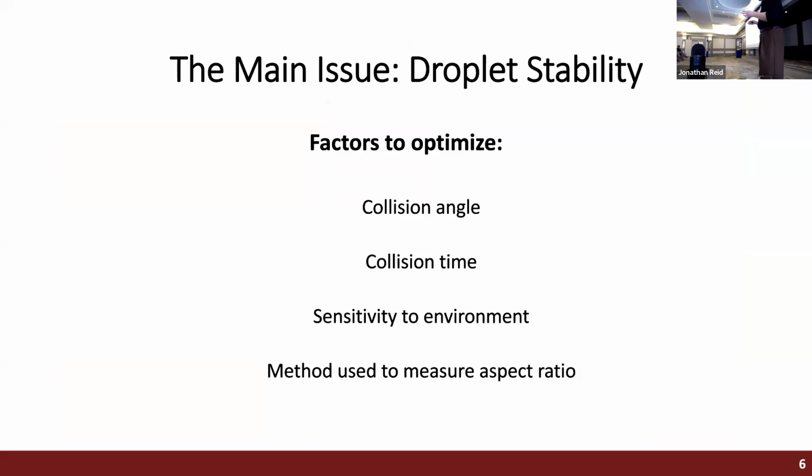So when I built this setup, there were a lot of issues at first that I had to fine tune. And the main issue always comes down to the droplet stability of the coalesced droplet. So a few things that I had to optimize were the collision angle, the collision time, the sensitivity of the whole setup to the lab environment, and the method I used to calculate aspect ratio.